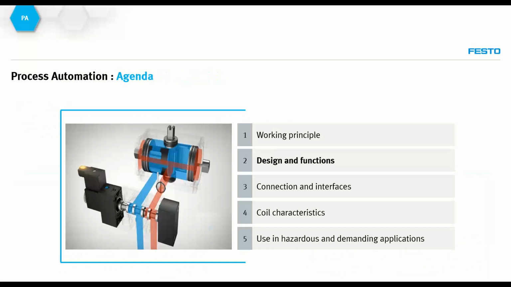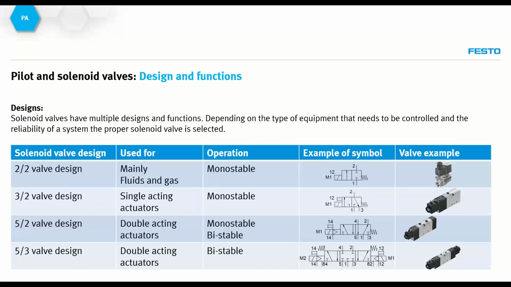If we go to the next slide, we would like to go now more into the design and functions. There are mainly 4 different designs in the industry. We started our session already with the 2x2 valve design. This design is mainly used for fluids and gases, and it's a monostable design. In the middle part of the example, you also see how this product looks in real-life applications with the threaded connection.